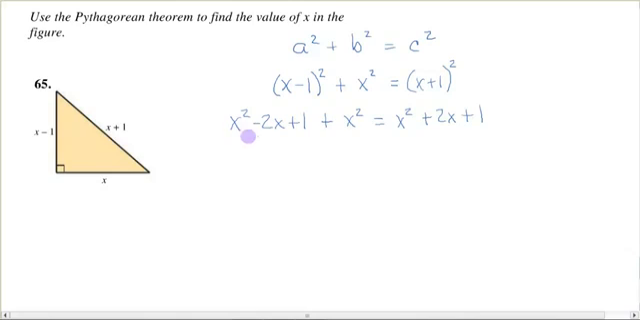So let's go ahead and combine some like terms. I have x squared and x squared is 2x squared minus 2x plus 1. That's all on the left side. The right side doesn't change any. Okay. Now, if I'm using the zero product rule, then I need to get a 0 on one side. I need to get this side to be 0. So I'm going to subtract x squared.